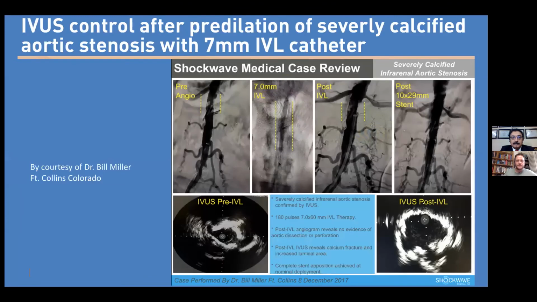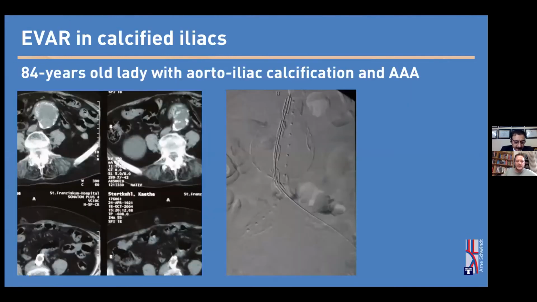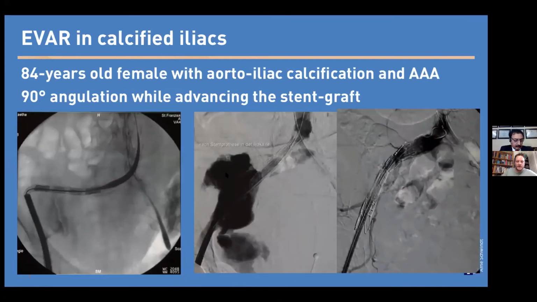Here's another nice case that Dr. Miller shared with me from Fort Collins, Colorado, treating the aorta, and you can nicely see how the 7mm balloon opened the lumen of the aorta. Another field of application you can see here. This is a case similar to one of the complication cases we just saw, where an endograft was not able to be delivered. The nose cone got stuck, the pusher broke sideways, and the iliac ruptured, and we had to repair it with a limb.